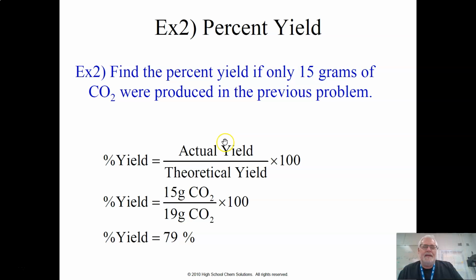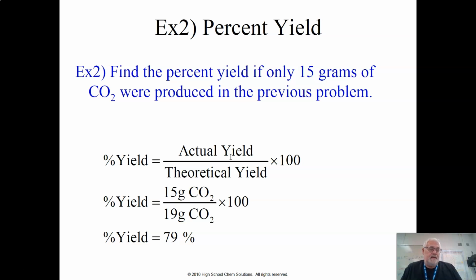So again, actual is what you got in the lab. Now we're doing a lab on this, so we're going to be able to do a percent yield. Actual is what we got. We're going to do some theory, crunch the numbers on that, and then we will be able to figure out the percent yield.